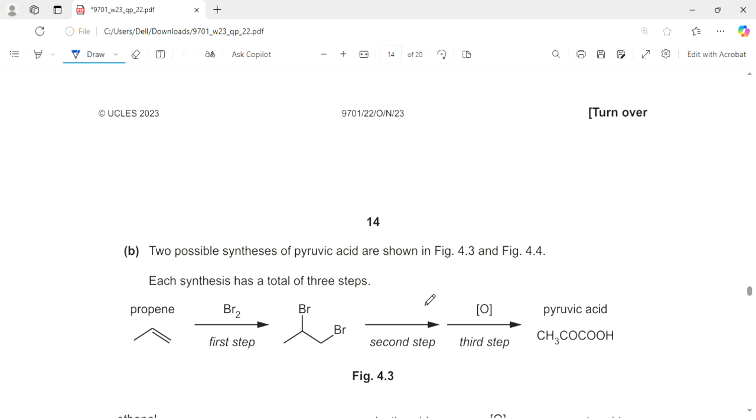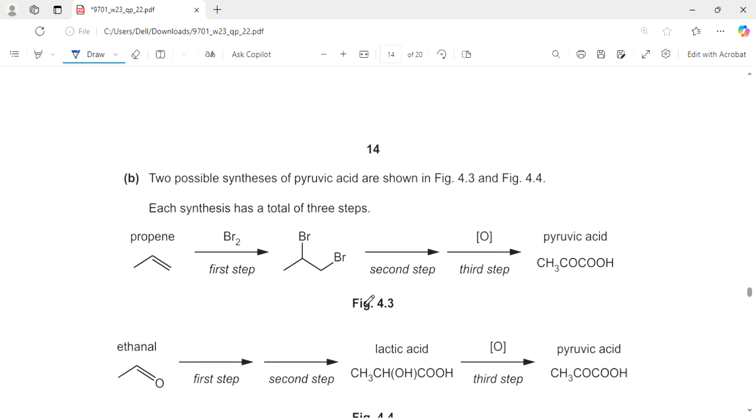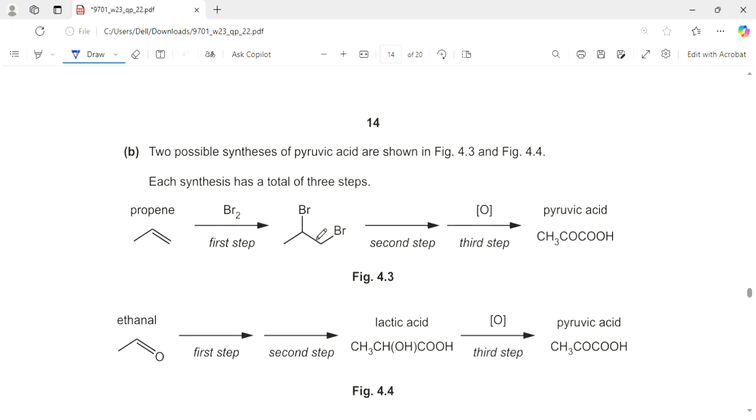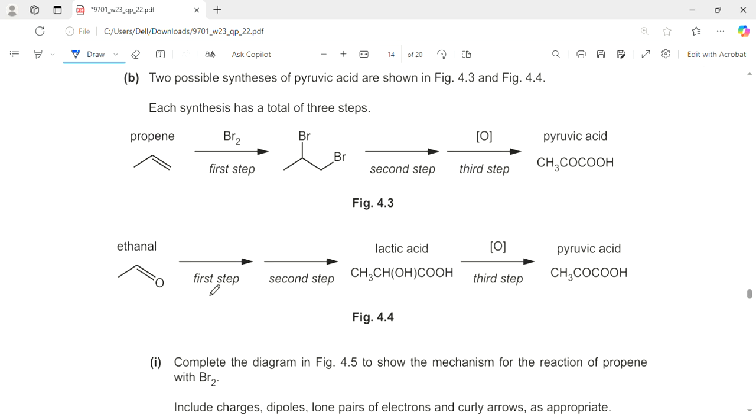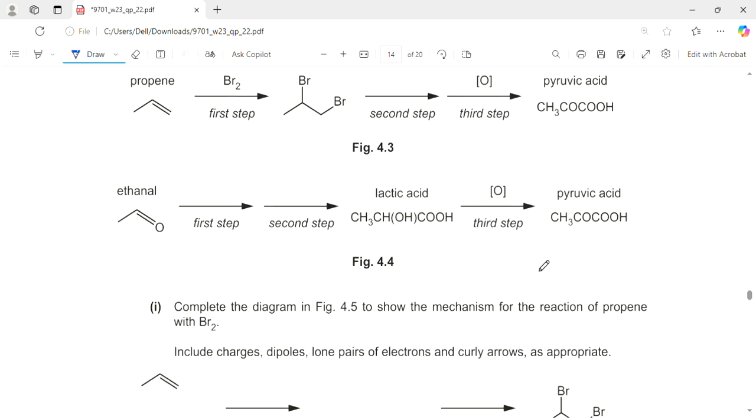Each synthesis has a total of 3 steps. Starting from propene, we have seen the first, second, and third step. And what about this ethanol? First step, second step, okay, lactic acid. So they are saying complete the diagram.